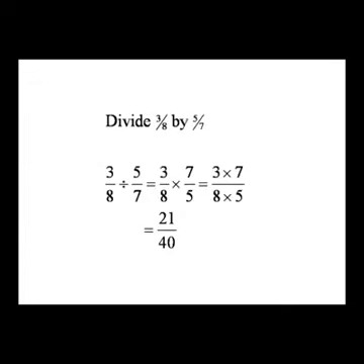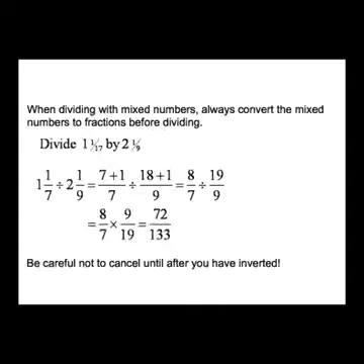So, in other words, as an example, divide 3/8 by 5/7. You have 3/8 divided by 5/7 is equal to 3/8 times 7/5, or 21/40.